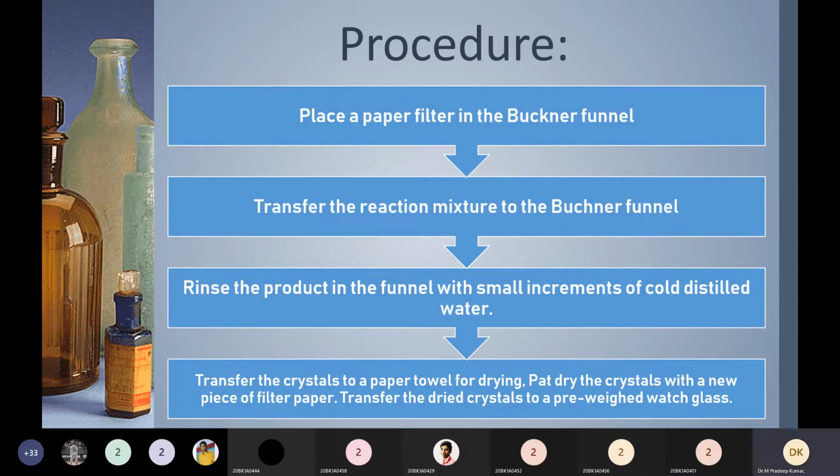Place a paper filter in the Buchner funnel, transfer the reaction mixture to the Buchner funnel, rinse the product in the funnel with small increments of cold distilled water, transfer the crystals to a paper towel for drying, pat dry the crystals with a new piece of filter paper, transfer the dried crystals to a pre-weighed watch glass.